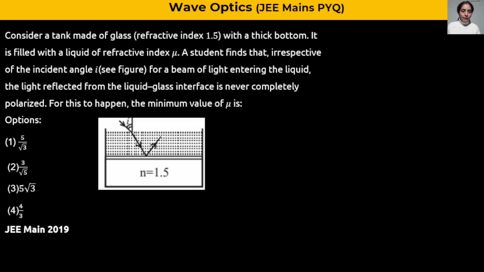Okay, let us now move ahead. What is said in here? Consider a tank made of glass with a thick bottom. It is filled with a liquid of refractive index mu. A student finds that irrespective of the incident angle I, for a beam of light entering the liquid, the light reflected from the liquid glass interface is never completely polarized.